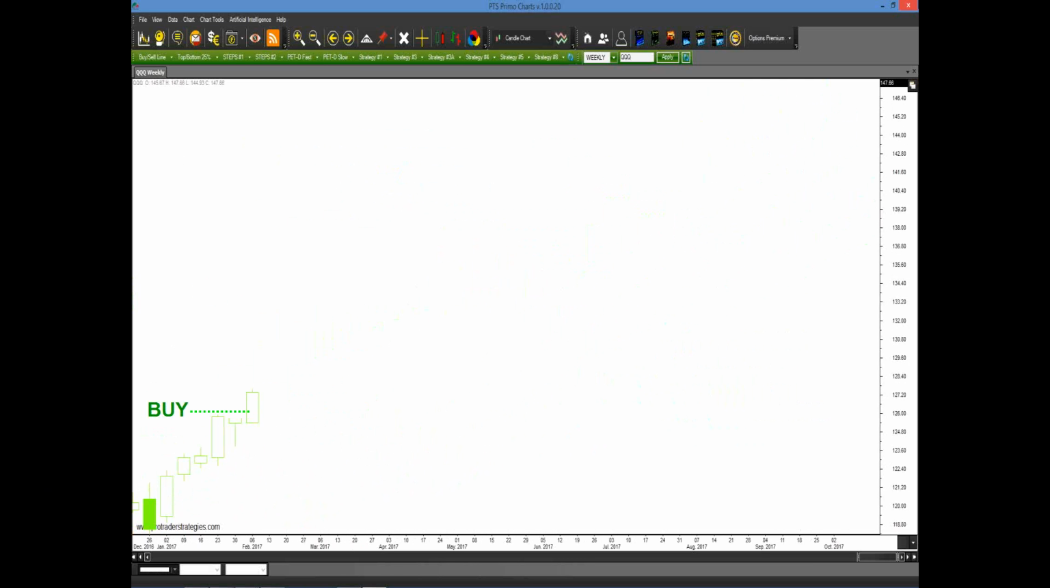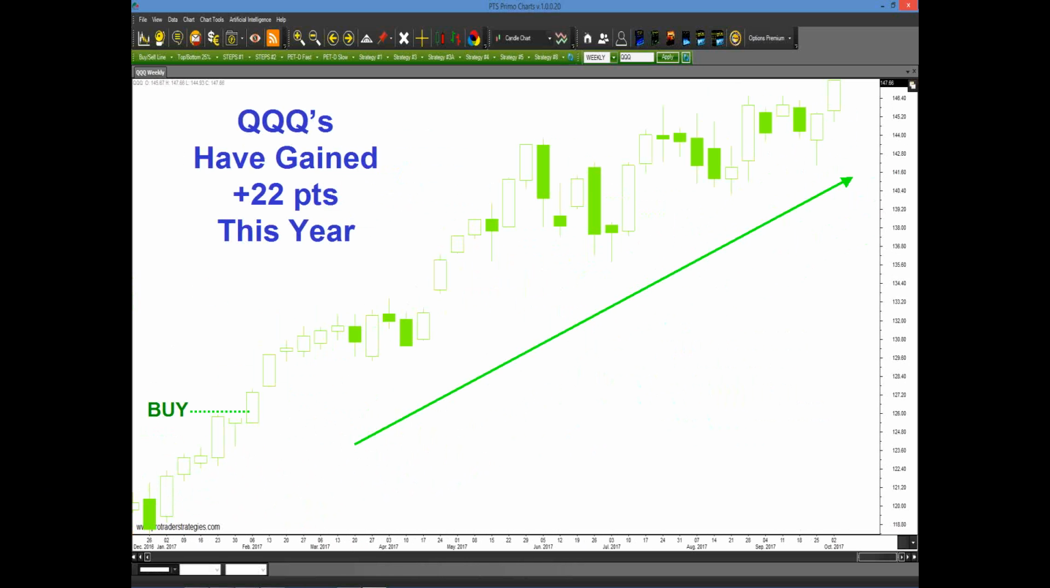Now, did we know how high the market was going to go? Absolutely not. But on a weekly basis, we had one of these setups telling us that the market is going higher. And as you can see, the QQQs have gained 22 points this past year coming into October. We had no idea it would go up this high, but why would you have tried to sell it?